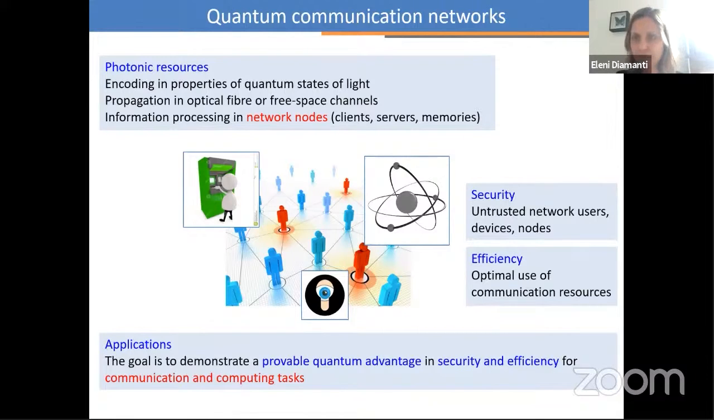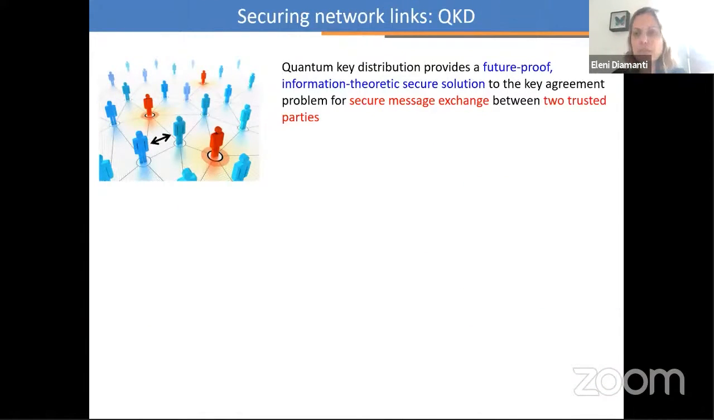So let me start with cryptography. What is the very first and most ubiquitous thing in quantum communication that one would like to do with such a network? It would be to secure the network links. And this, of course, can be achieved with quantum key distribution. A little reminder for everyone, since we're not in a cryptography conference: quantum key distribution provides a future-proof, information-theoretic secure solution to the key agreement problem for secure message exchange between two trusted parties.